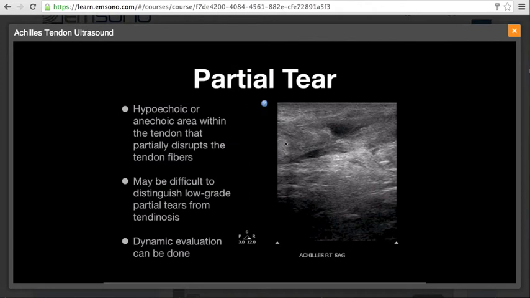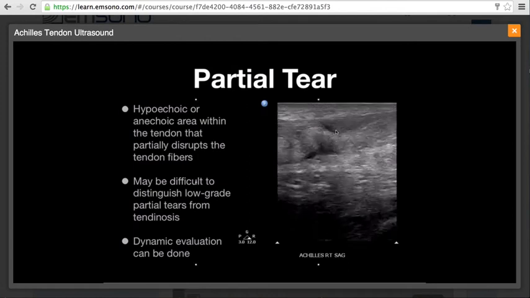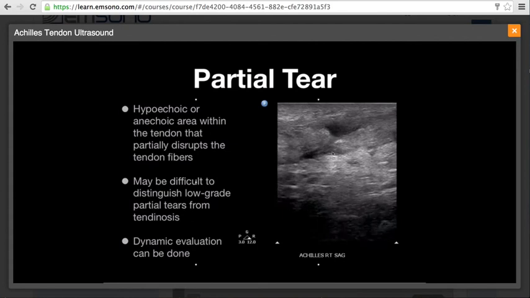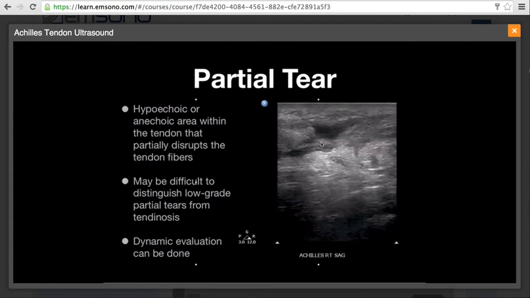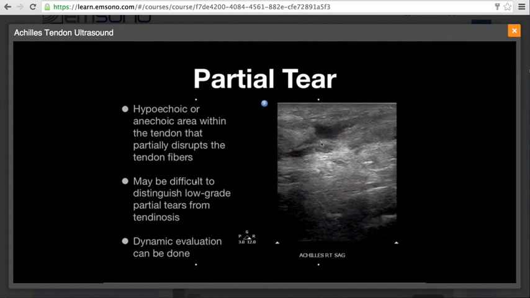This is a sagittal view. You've got head this way, foot this way, posterior, anterior. Here you can see the only remaining part of the tendon that's intact. Here's some free fluid here. And you can see on the scanning, as the patient plantar flexes, that this is the only part of the tendon that was intact. It probably represented about 25% of the full width of the tendon.